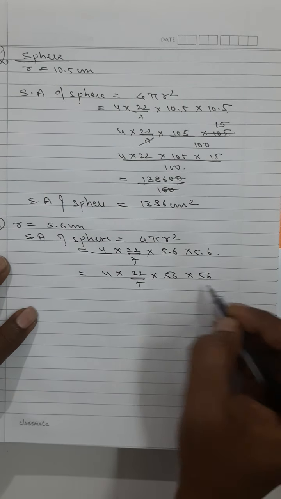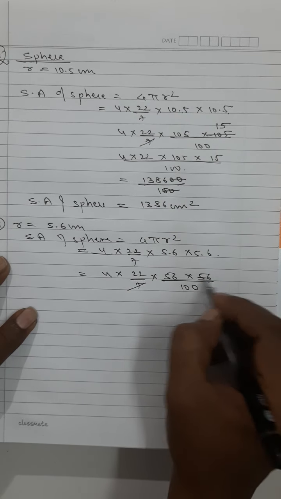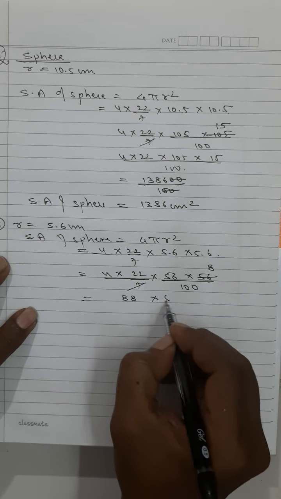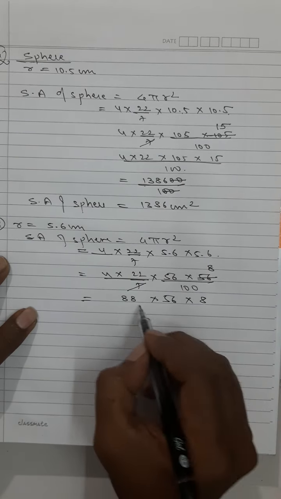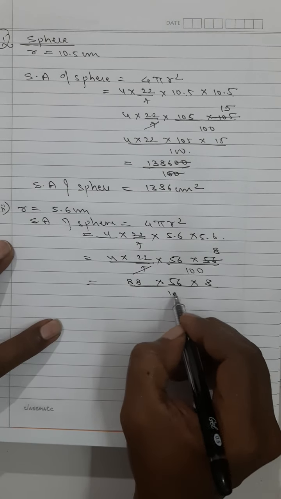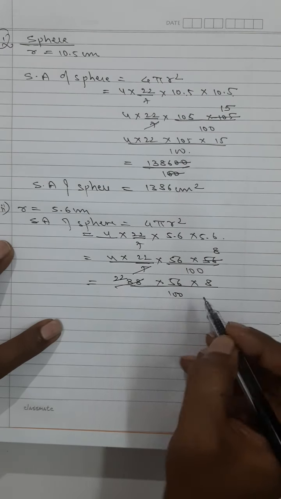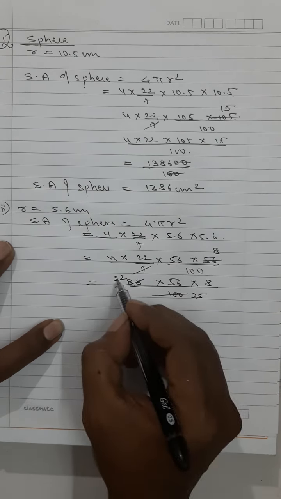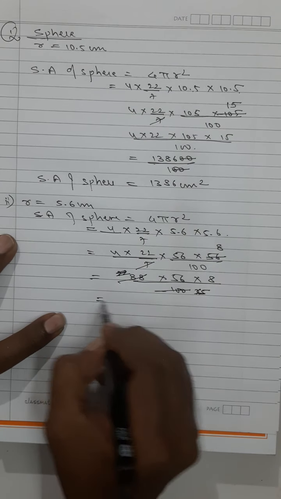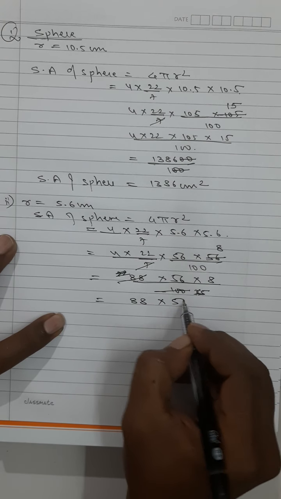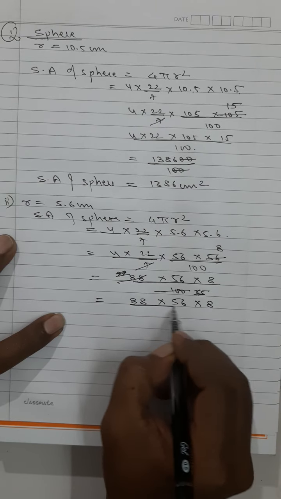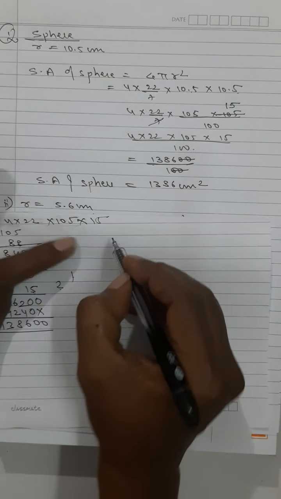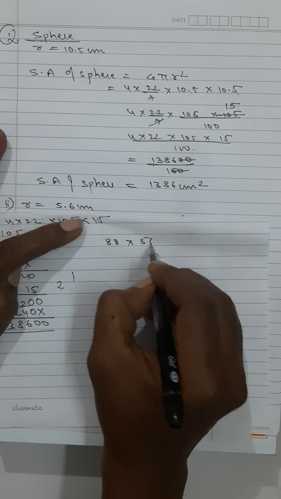56 into 56 upon 100. So what you get here is 4 into 22 will be 88 into 56 into 8 upon 100. We can try dividing this. It would have been better if actually no dividing. This is better, 88 into 56 into 8 divided by 100. So when we do this, we will get first 88 into 56.